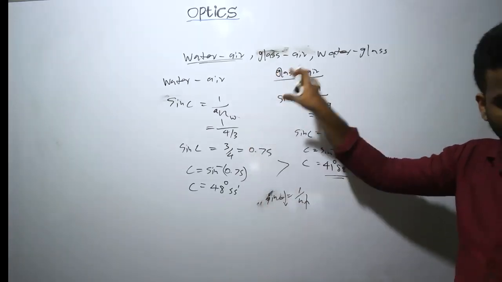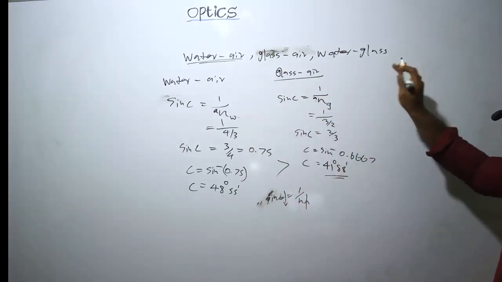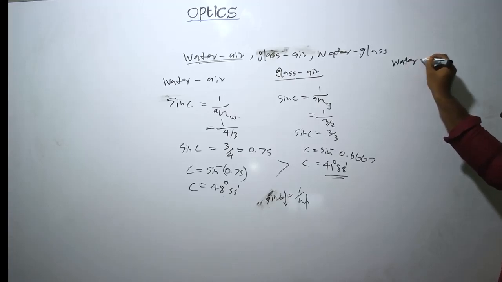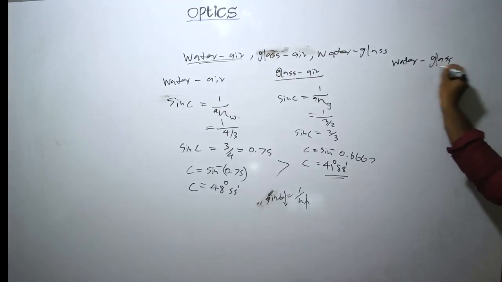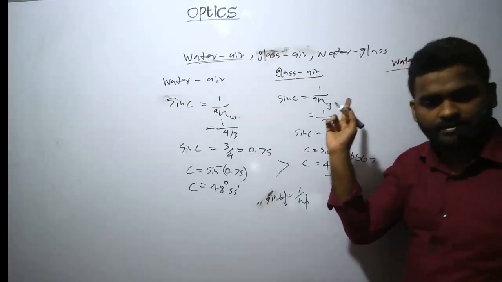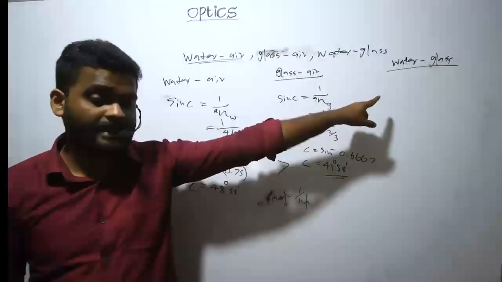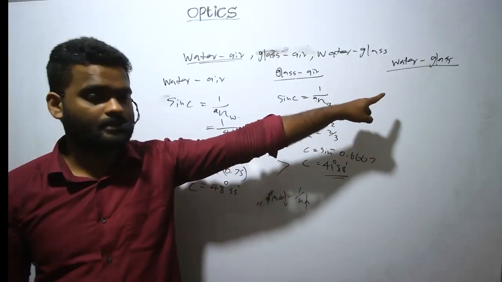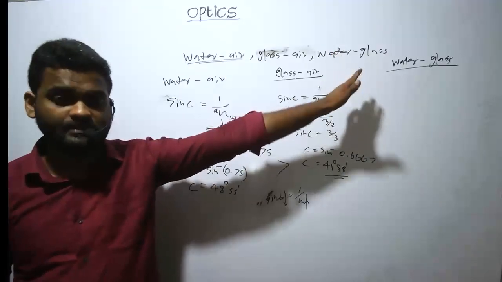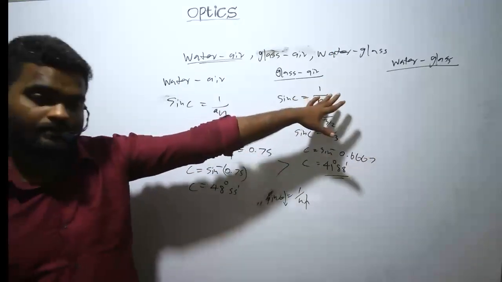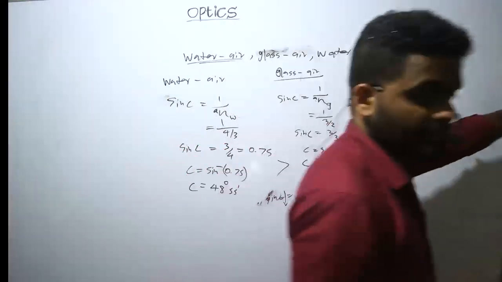These two are easy actually. Important one is this one. Water glass. The reason I am doing this question is this will be useful to understand a practical in the future, right? Regarding prisms actually. That's why I am doing this question especially.